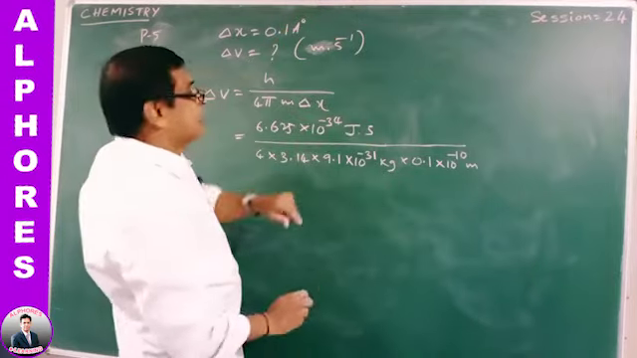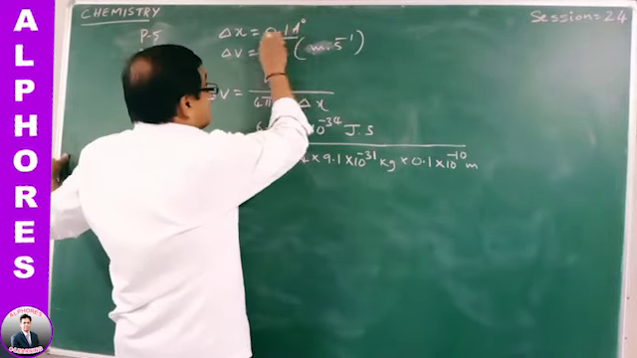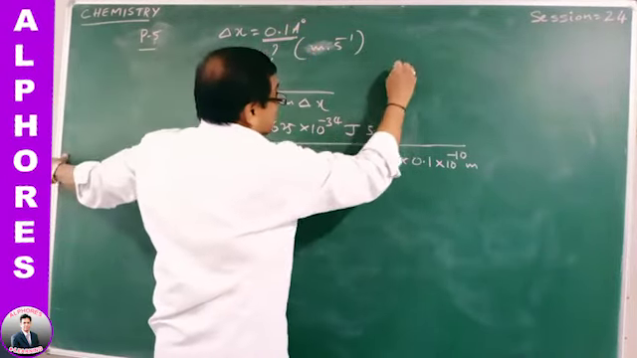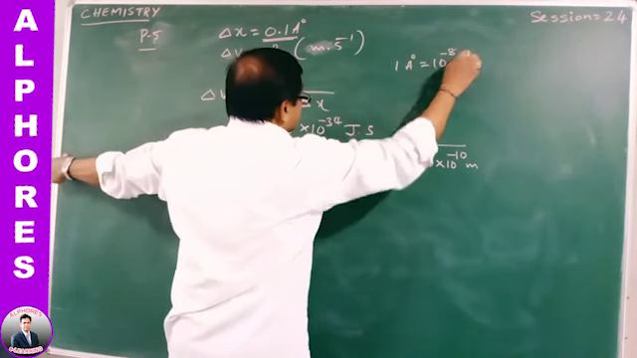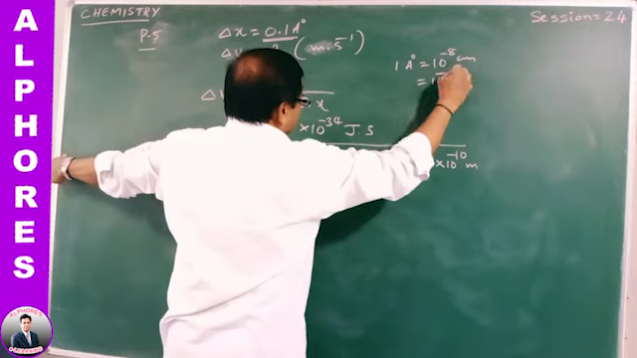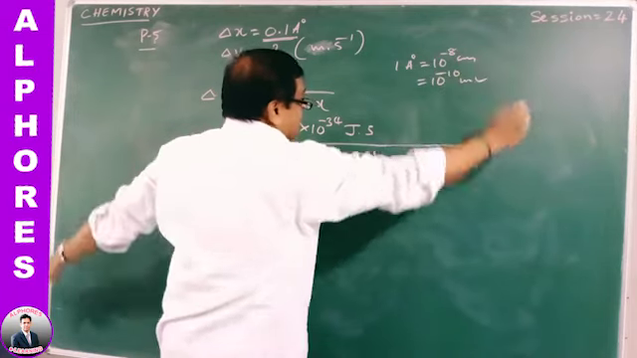We should be very careful. 1 angstrom unit is equal to 10 to the power minus 8 centimeters, which is equal to 10 to the power minus 10 meters. We should consider this.